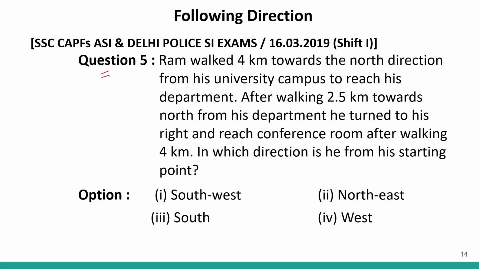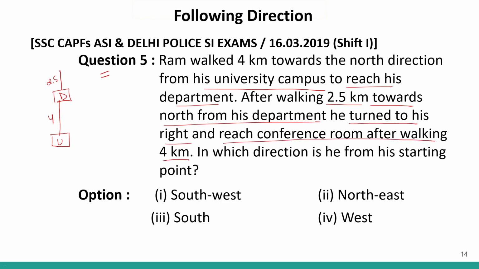Now, question number 5. Ram walked 4 kilometers towards the north direction from his university campus to reach his department. So this is the university campus. He walks 4 kilometers north to reach the department, right? After walking 2.5 kilometers towards the north from his department, so again 2.5 kilometers north from the department, he turned to his right and reached conference room after walking 4 kilometers. So right will be over here. He walks right and reaches conference room after walking 4 kilometers.